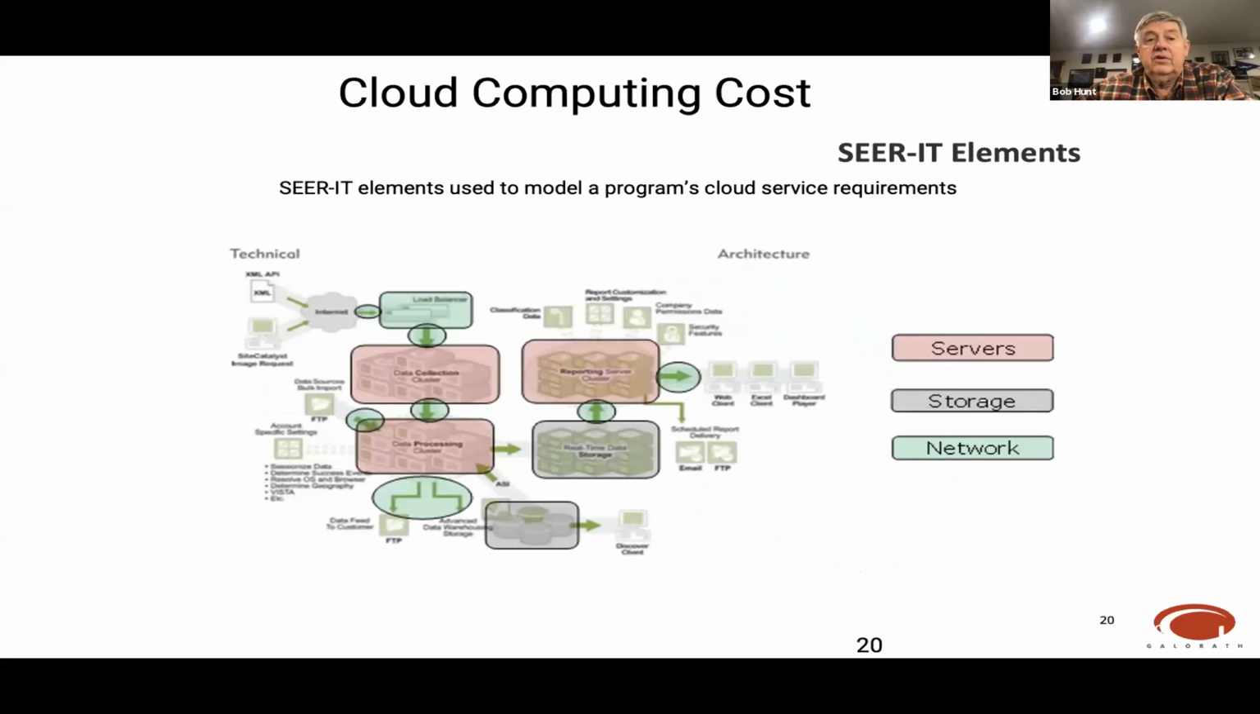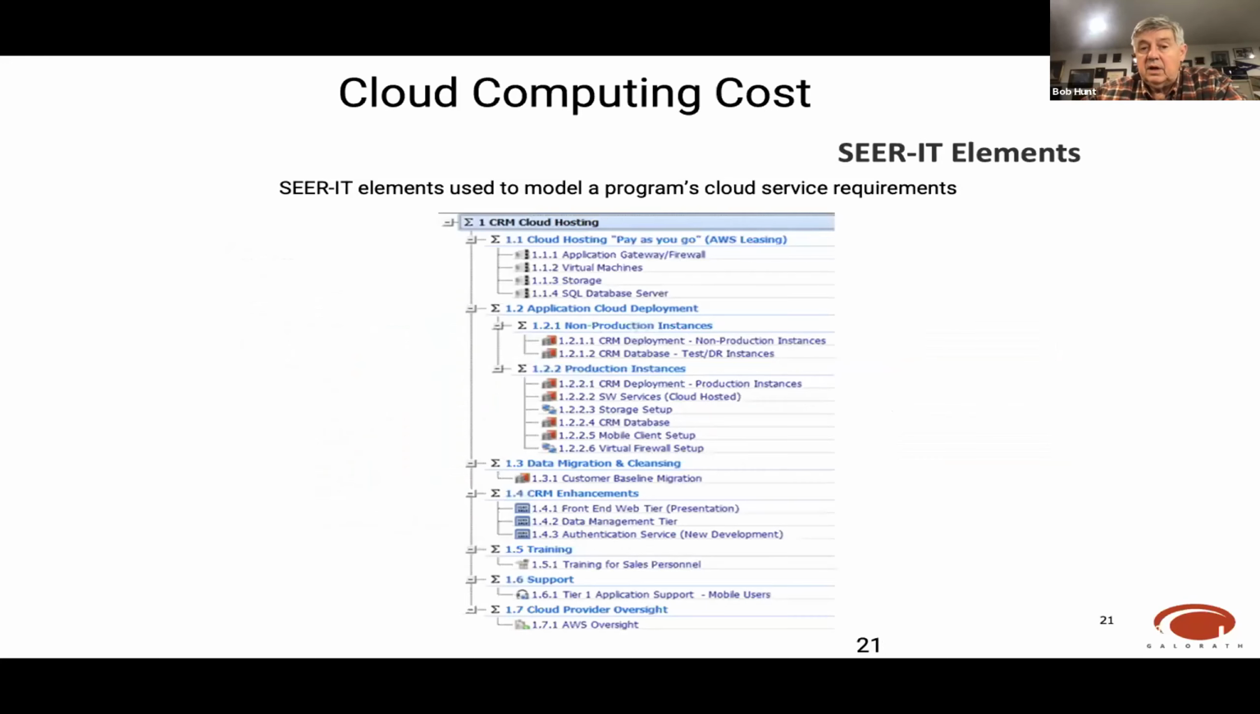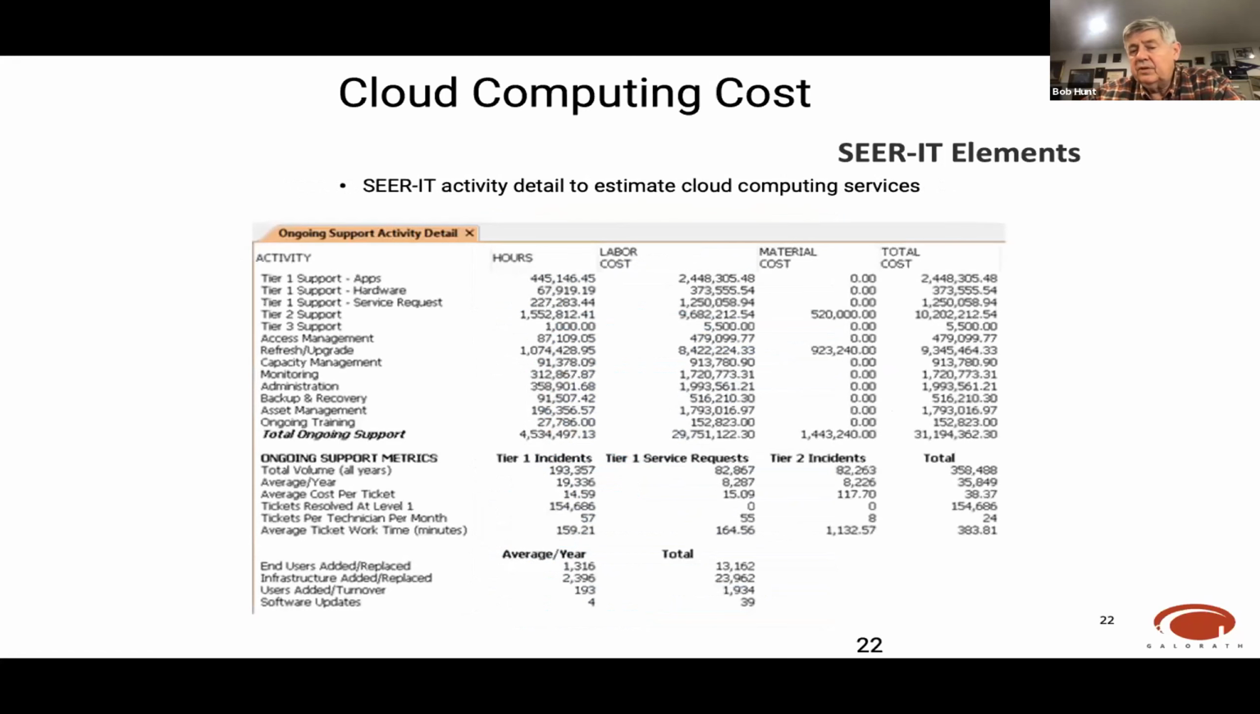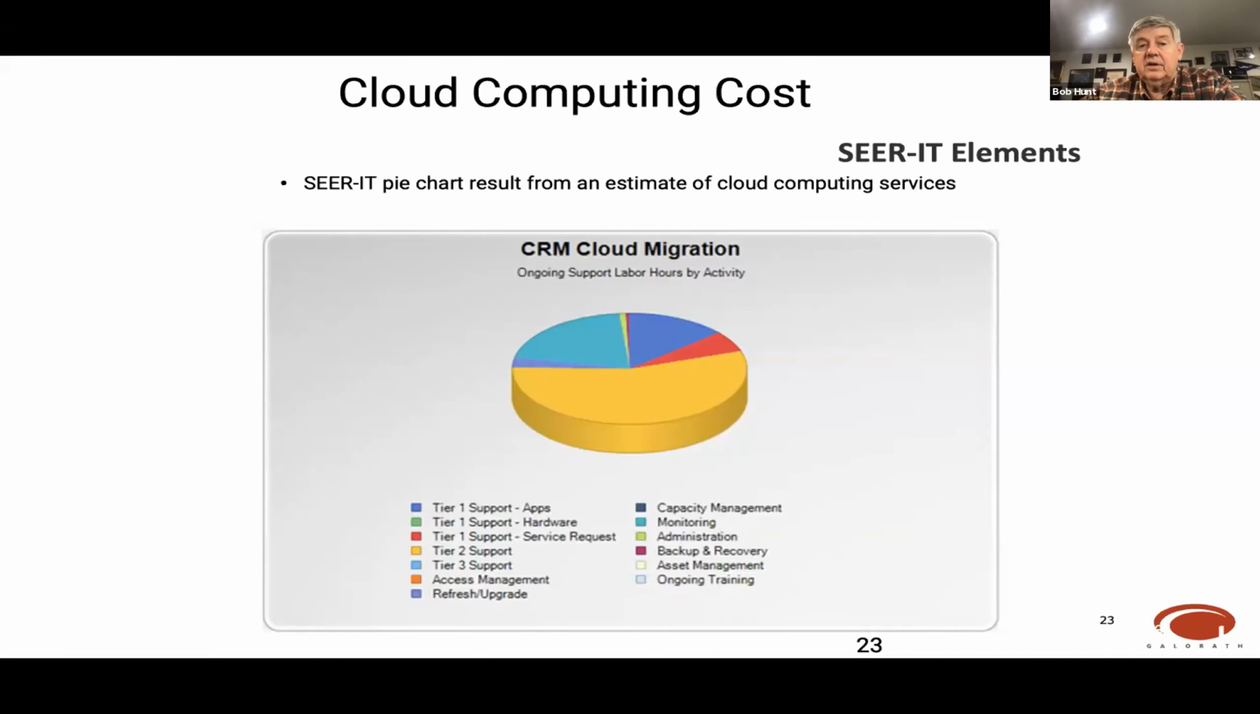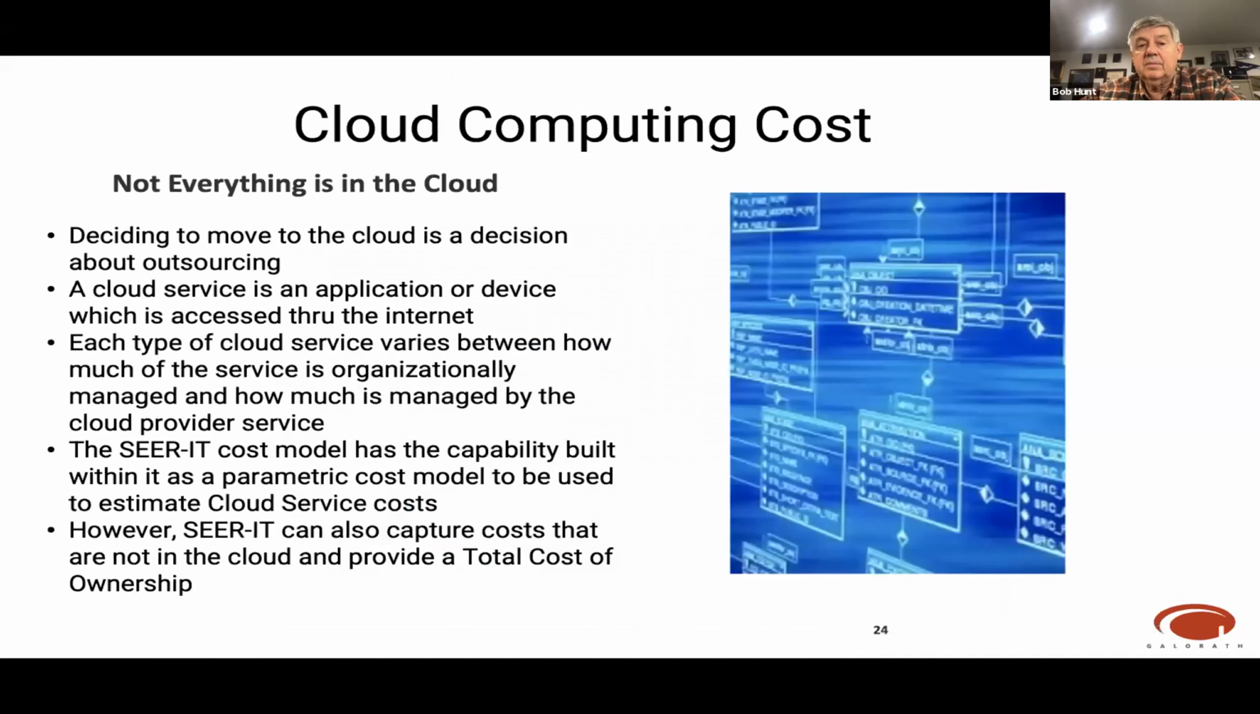There is a SEER IT cost estimating model that allows you to look at three main blocks: servers, storage, and network. It allows you to build an IT infrastructure work breakdown structure, if you will, so that you can cost each one of these specific items. This is just an exercise that we ran where we were able to lay out the hours, the labor costs, the material cost, and actually do a risk analysis around those things. SEER IT gives you some interesting charts to look at and compare that.